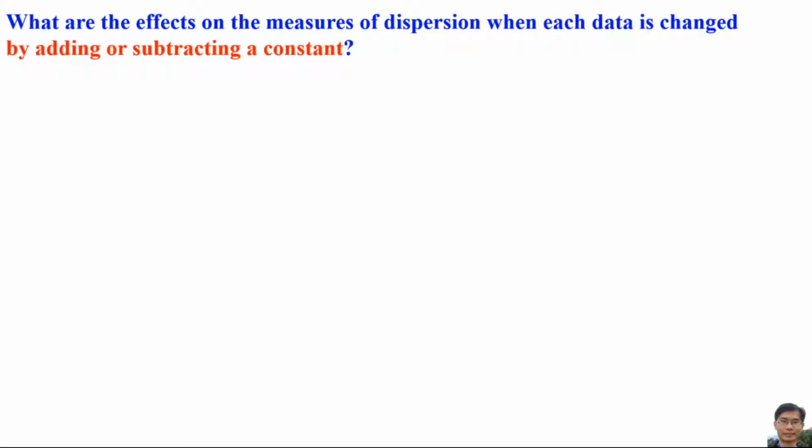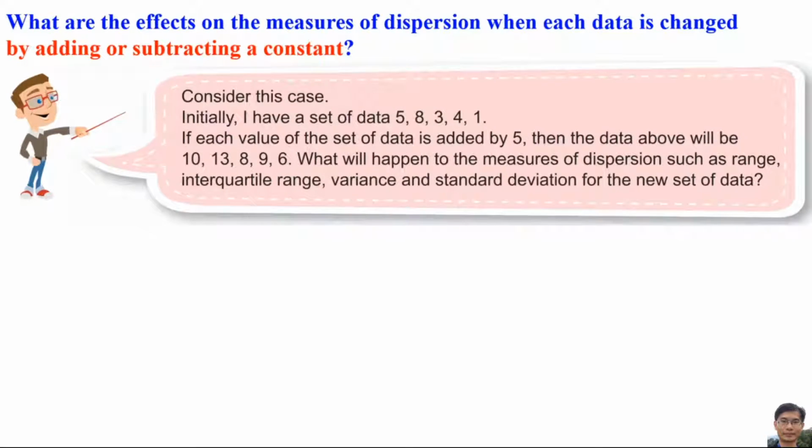What are the effects on the measures of dispersion where each data is changed by adding or subtracting a constant? Consider this case. Initially, we have a set of data 5, 8, 3, 4, and 1. If each value of the set of data is added by 5, then the data above will be changed to 10, 13, 8, 9, and 6. What will happen to the measure of dispersion such as range, interquartile range, variance, and standard deviation from the new set of data?